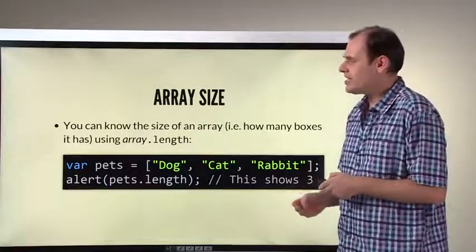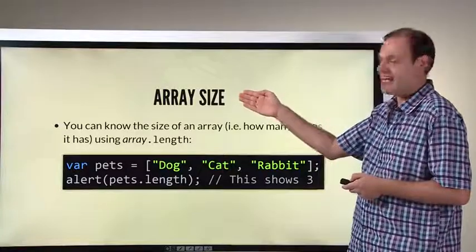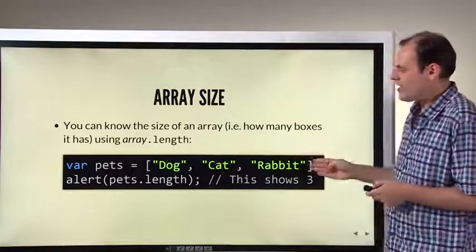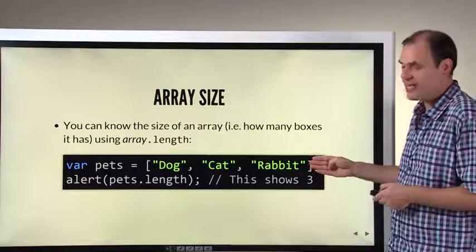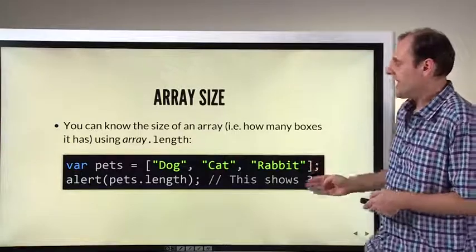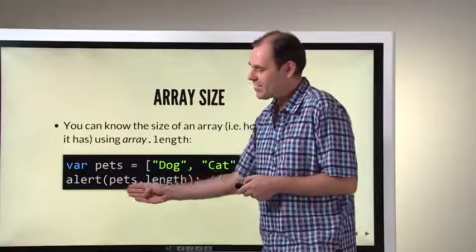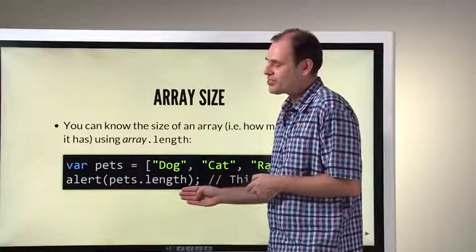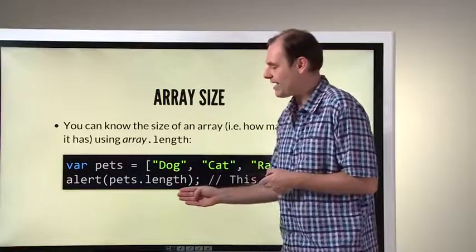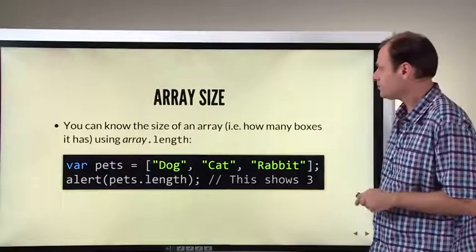Another thing we can do is ask JavaScript how many things are inside that array. So here's our array, it's got 3 items, we can see that. Of course, it could have 1,000,000 items, there's no reason why not. And we want to check, okay, that array name, pets.length, that will tell us how many things we have in our array. And this particular example, it will show us 3.